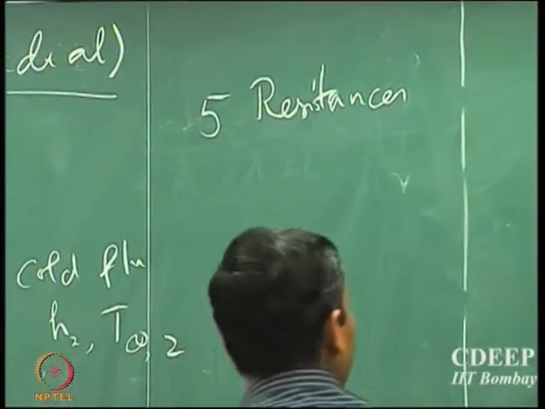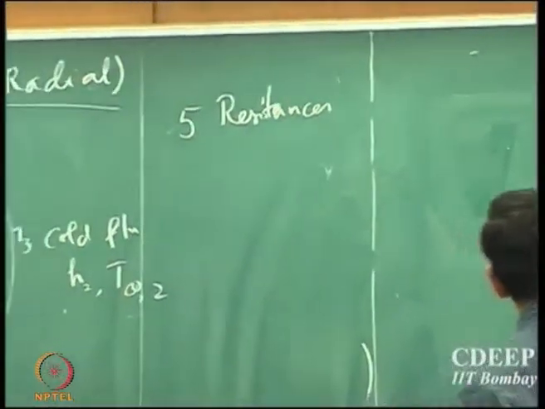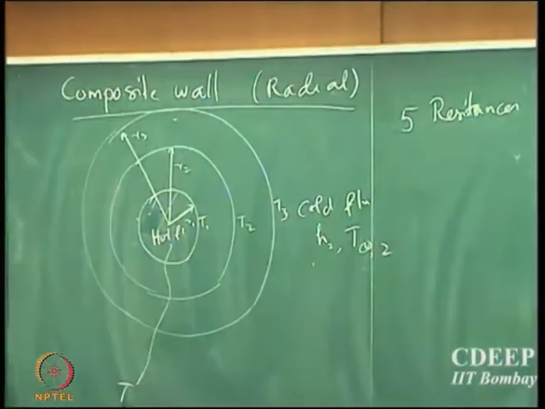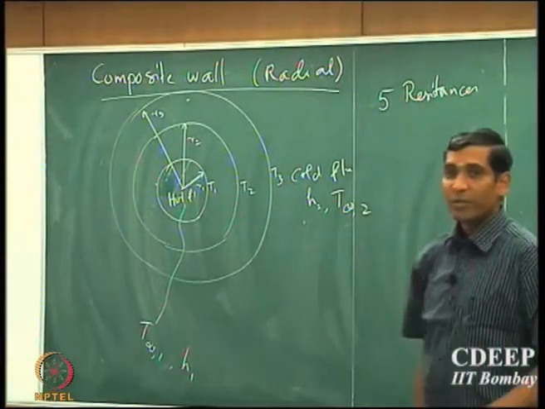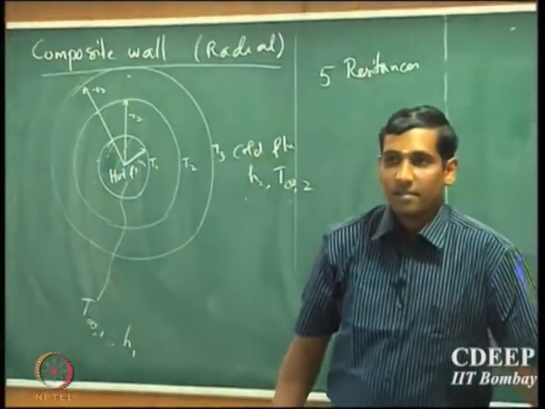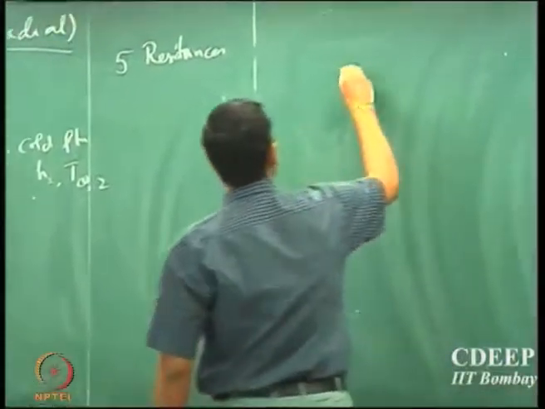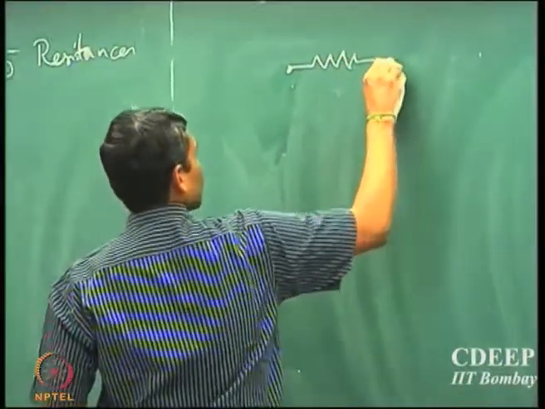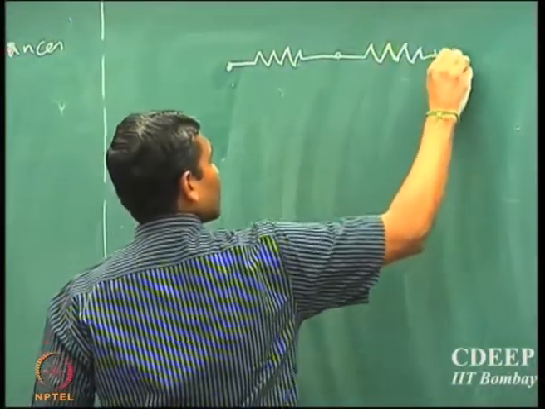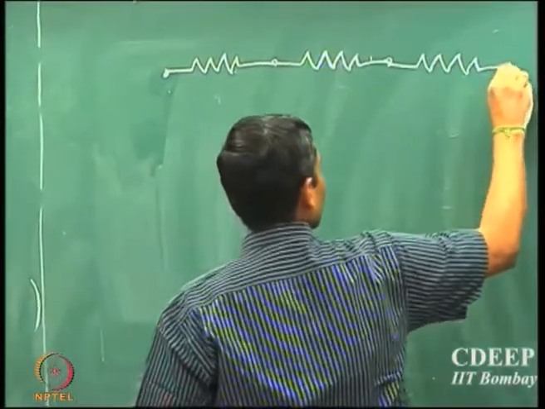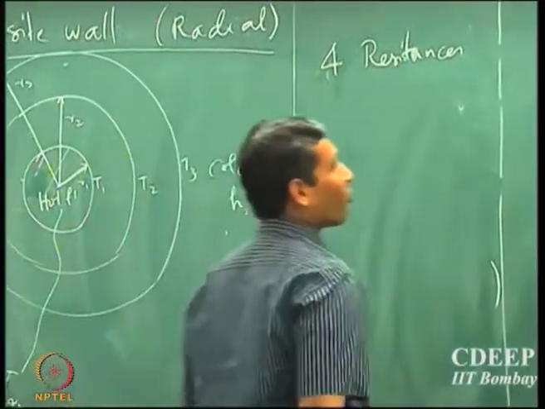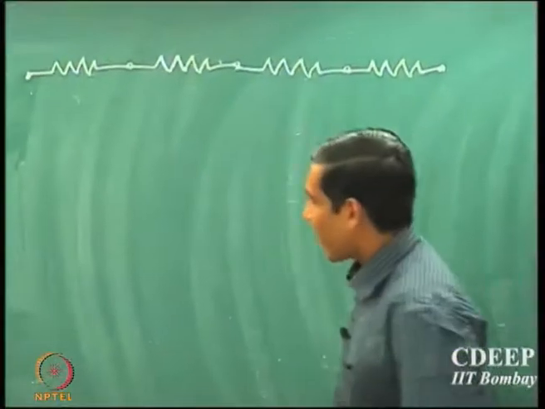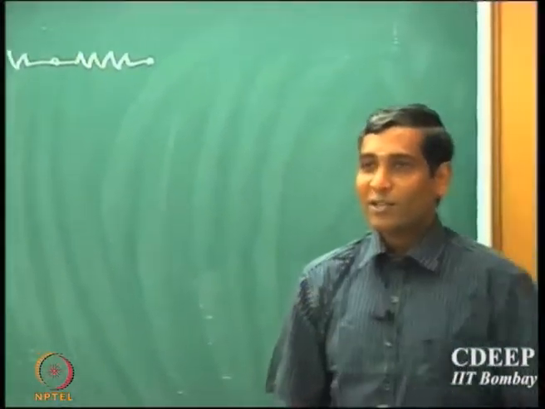Okay. And what are they? What are the 5 resistances? How many are there? 4 or 5? 4. I am glad you are all awake. It's 4. Very good. Okay. So, what are the resistances?